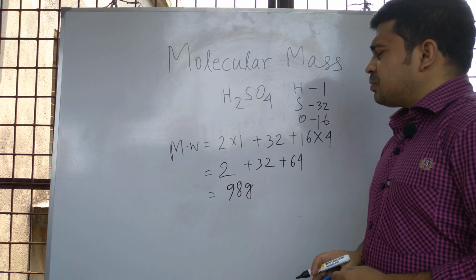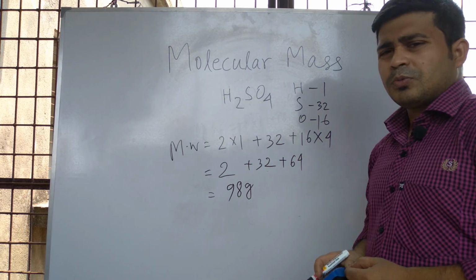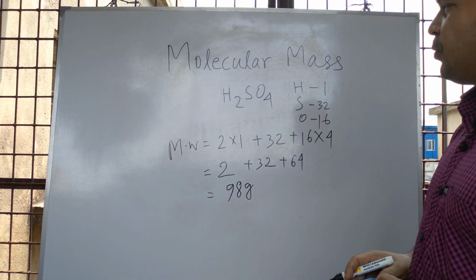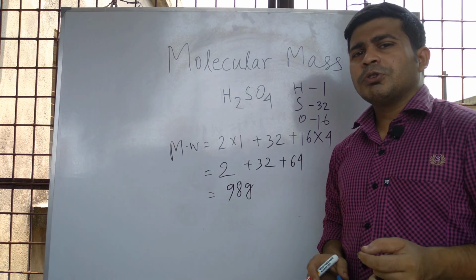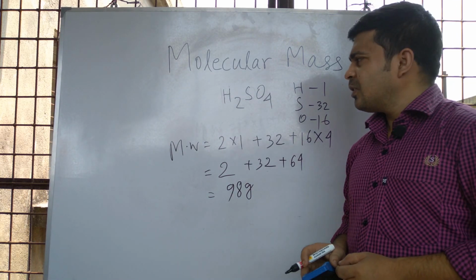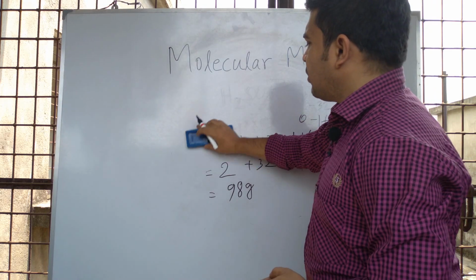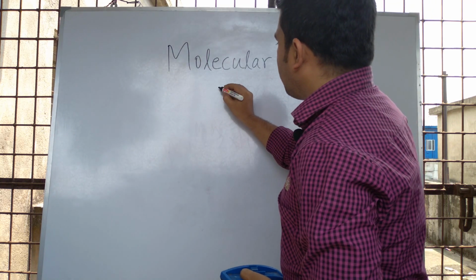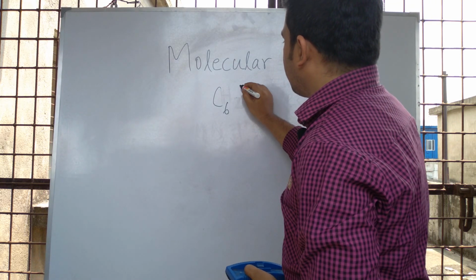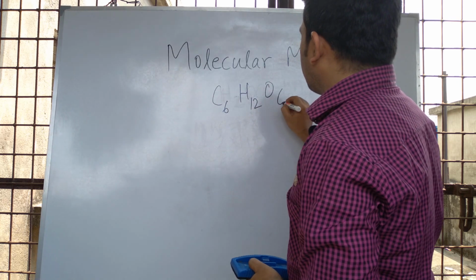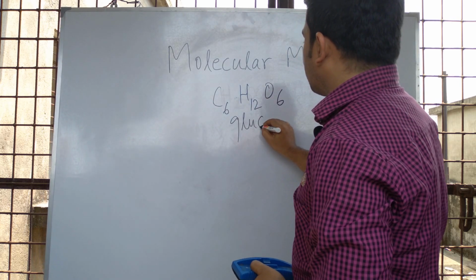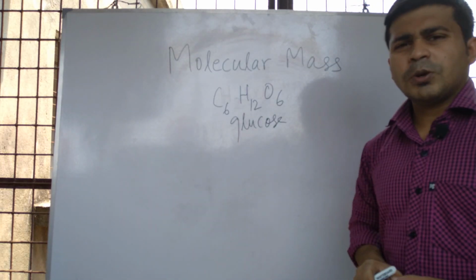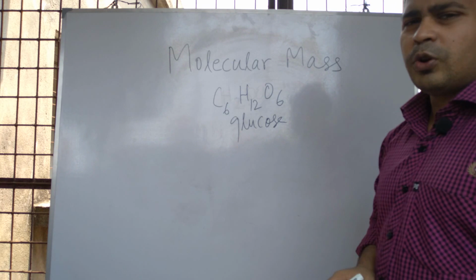Okay, so finally you watched the second example, how to calculate the molecular mass of sulfuric acid. We would like to see one more example for calculation of molecular weight. Look at the calculation of molecular weight for C6H12O6. It is called glucose. So we like to calculate the molecular weight of glucose, C6H12O6.